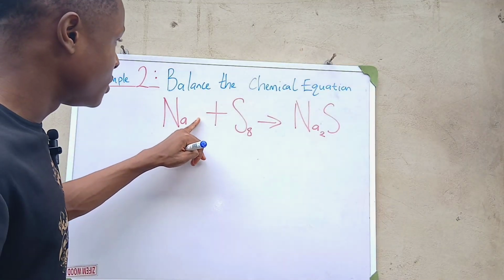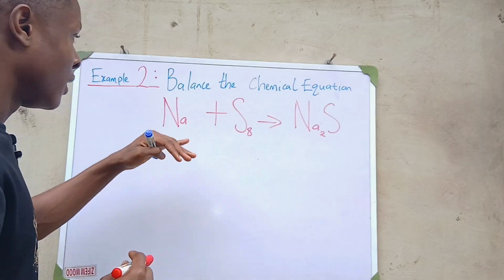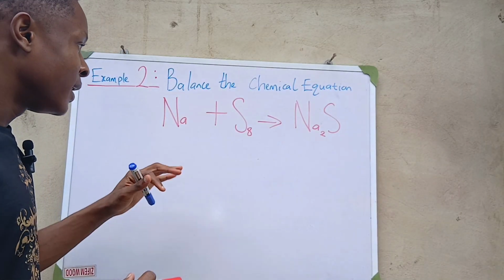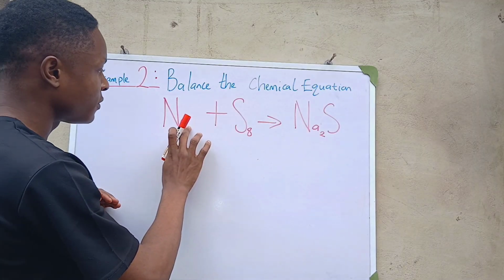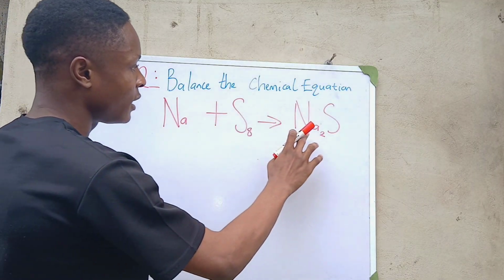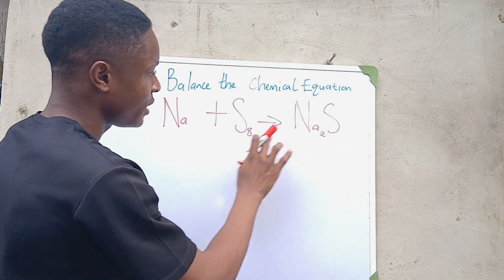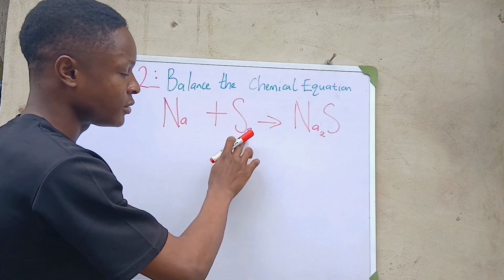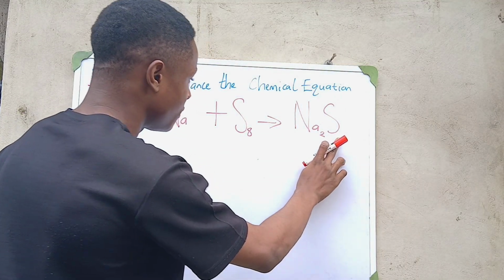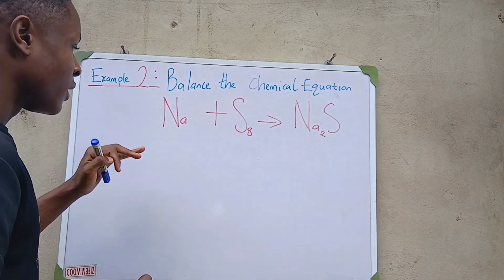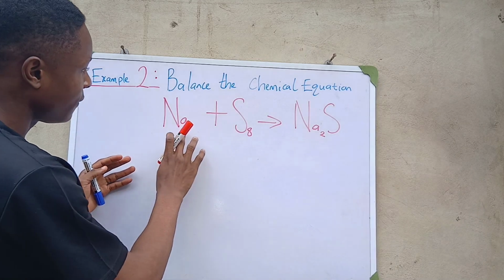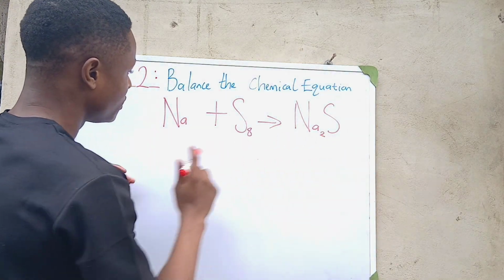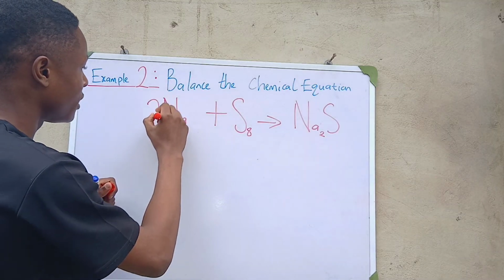So example 2, we have this equation and we are meant to balance it. To balance it, first we are going to check if it's balanced. We have 1 atom of sodium here and 2 atoms of sodium here, and 8 atoms of sulfur here and 1 atom of sulfur here. So to balance this, let's analyze this. We have 1 atom, 2 atoms here. So let's try adding 2 here.